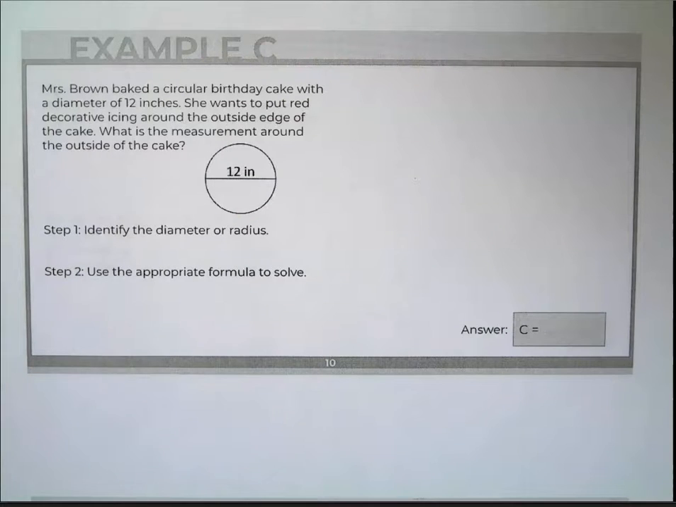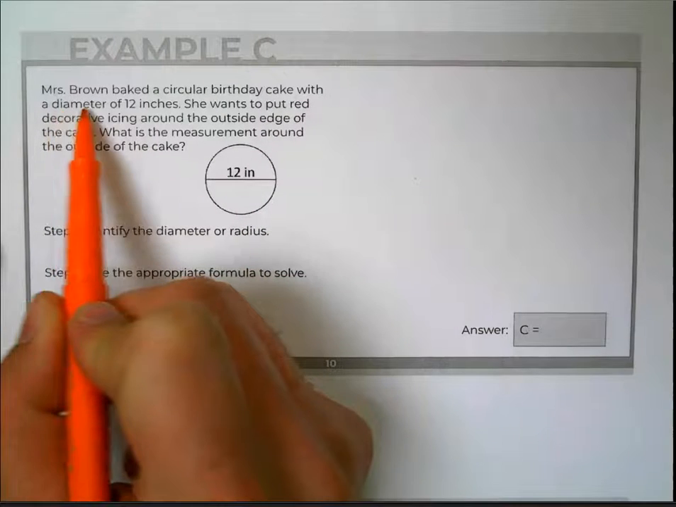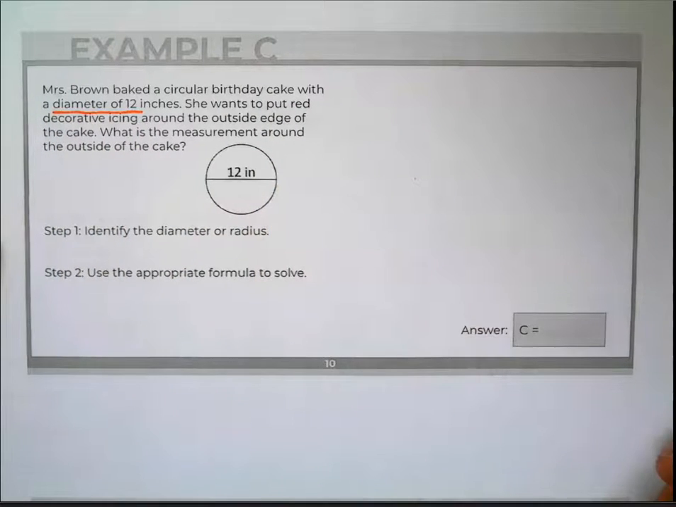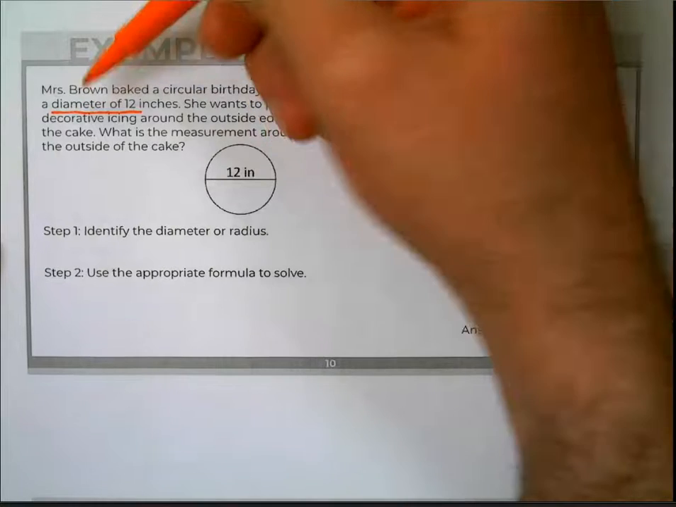Okay, so there's some important stuff here. First of all, they went ahead and told us that that is the diameter. You should know just by looking at the picture that all the way across is the diameter, but even if you forgot for a second, they tell you right there that it's the diameter.